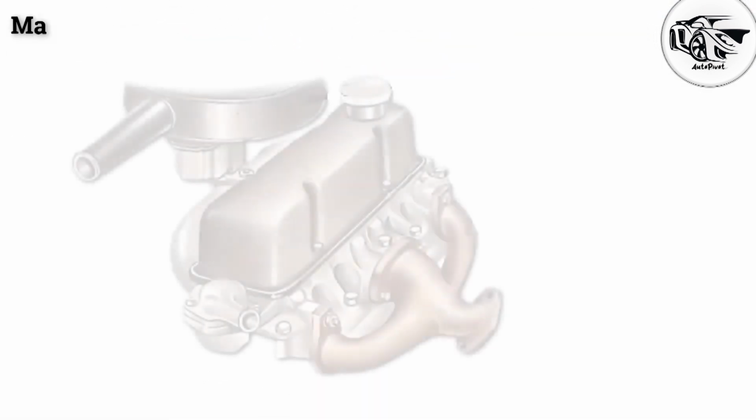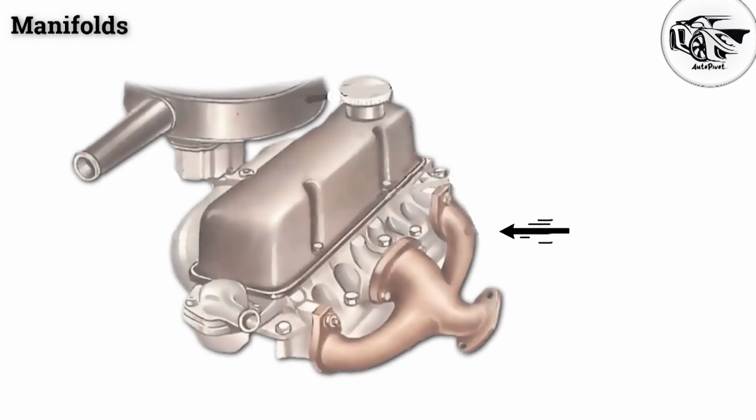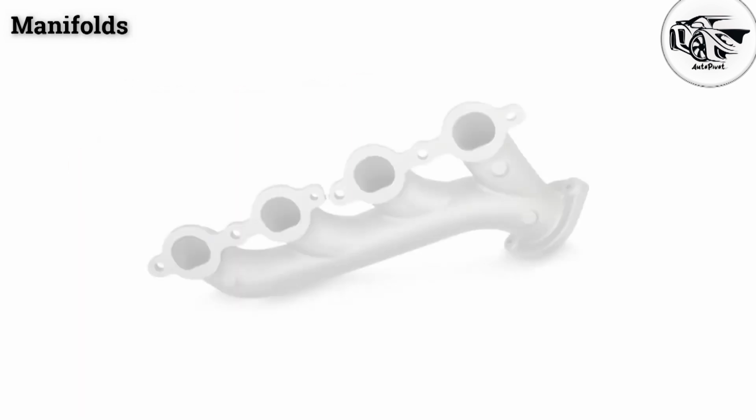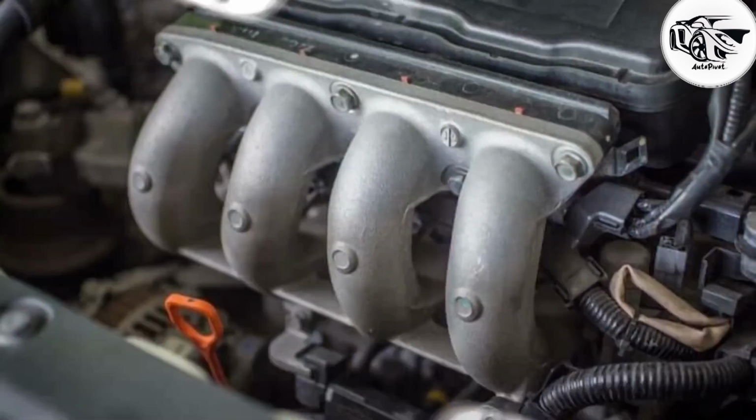Manifolds. There are separate sets of pipes attached to the cylinder head, which carry the air-fuel mixture and the exhaust gases. These are called manifolds. It is generally made of cast iron, so that it can withstand the high temperature of the exhaust gases.